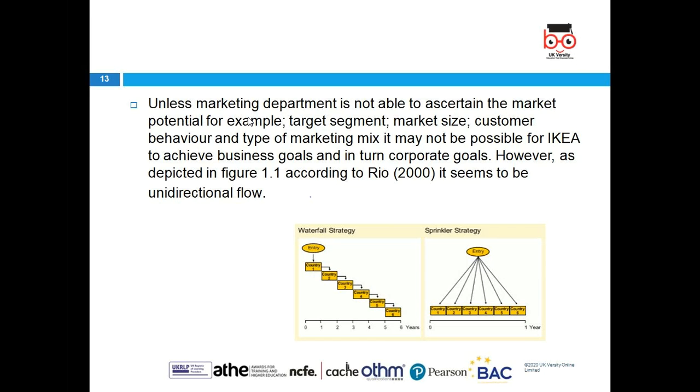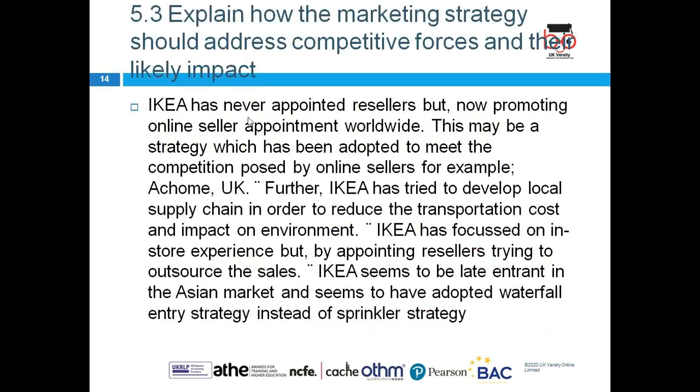So product, the focus, market size, customer behaviors, typical marketing mix. Not possible for IKEA to achieve the business goal, turn corporate. However, in this picture, yes, it seems to be a unidirectional flow. Sometimes we need clearer directions. Yes. Any question? Next we are looking at now. Explain. What do you explain? Okay. So we need to look around.